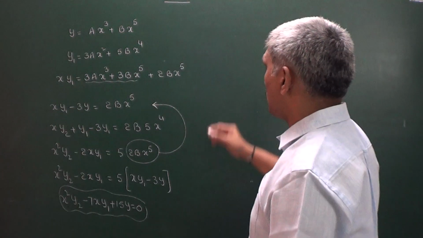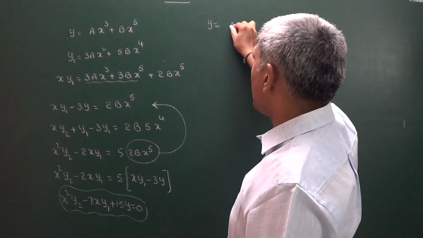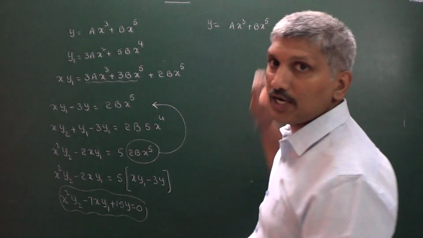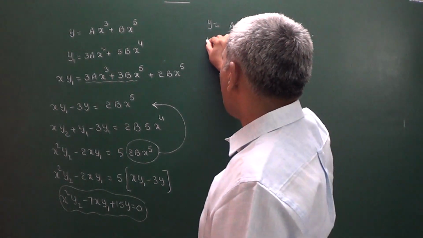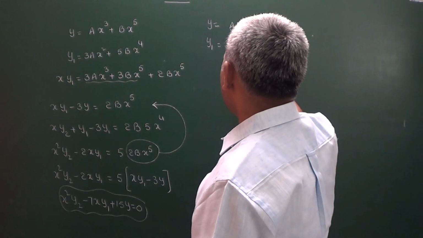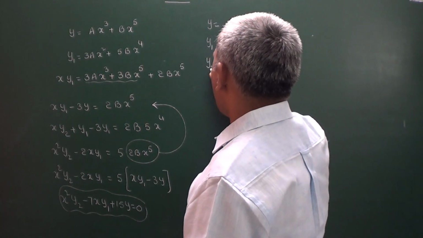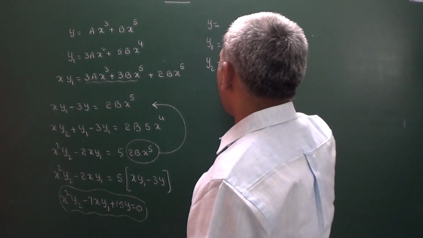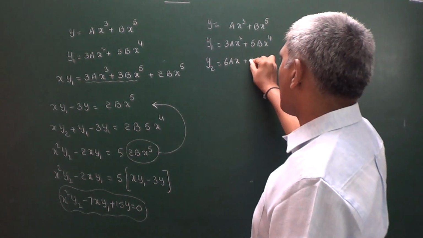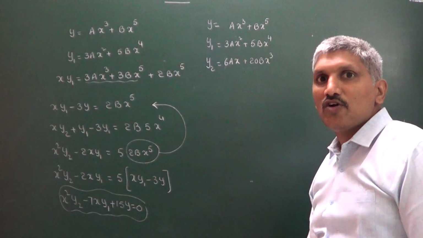The same question we can do in another way also. y is equal to a into x cube plus b into x to the power of 5. That is y. Now find out y1. y1 is equal to 3a into x square plus 5b into x to the power of 4. Come on, again differentiate. y2 is equal to 6a into x, square differentiation to x, plus 20 into b into x cube. X power 4 differentiation is 4x cube.